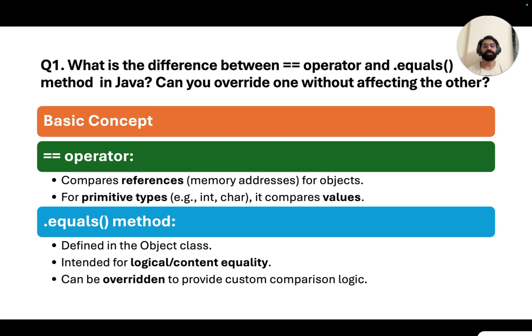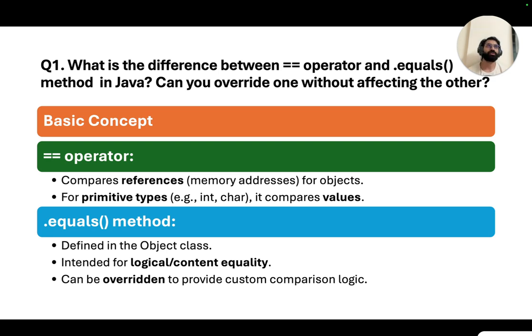And the .equals() method, it basically defines logical equality. This .equals() method is already overridden inside the Object class. It is intended for logical or content equality. So with this .equals() method, you can compare whether the content of the two objects is equal or not. And this can be overridden to provide custom comparison logic.